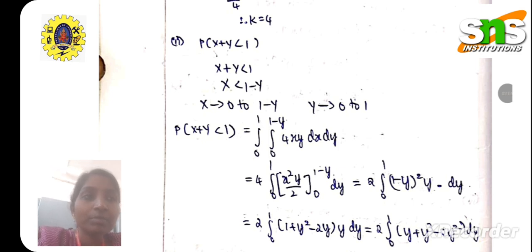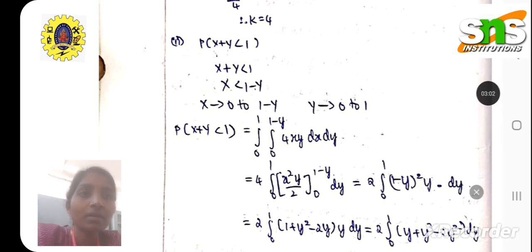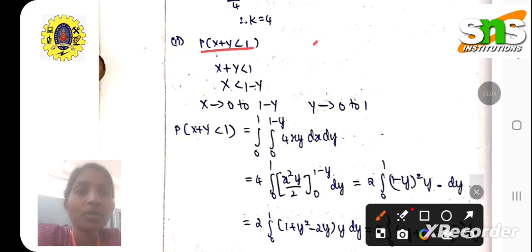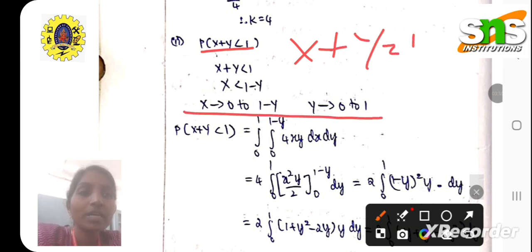If we take the given condition as x plus y equal to 1, then x is equal to 0 to 1 and y is equal to 0 to 1. Or x is equal to 0 to 1 minus y, and y is equal to 0 to 1. This will be the range for the given question. So what will be the thing?